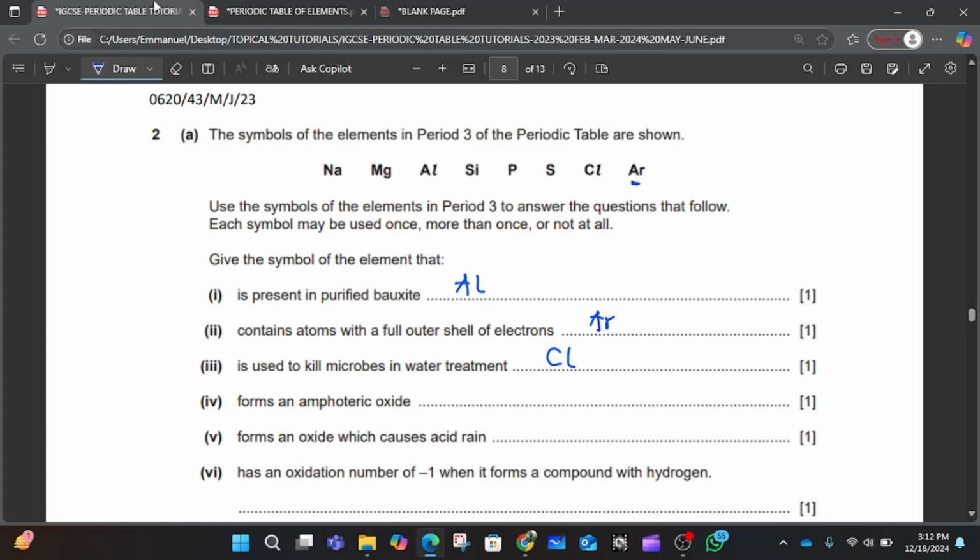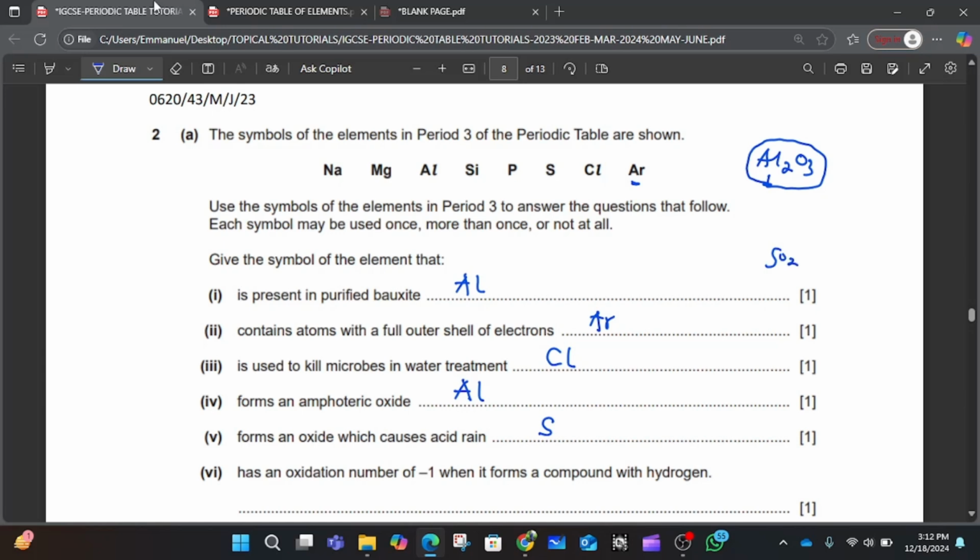IV forms an amphoteric oxide. When aluminium reacts with oxygen, it gives you aluminium oxide, Al2O3. And this is an amphoteric oxide because it can react with both acids and bases. That makes it amphoteric. V forms an oxide which causes acid rain. This has to be sulfur because when sulfur is roasted in air, it produces sulfur dioxide, SO2.